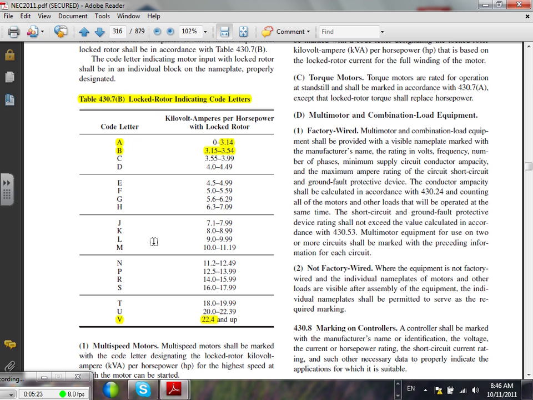So when I told you guys the locked rotor current is J for the equipment, then you're going to go grab J here and always go to the upper limit. Why the upper limit? The upper limit gives you the worst scenario. Come on, buddy. The upper limit will always give you the worst scenario. Okay, so here is the upper limit. Any question about this table, guys?